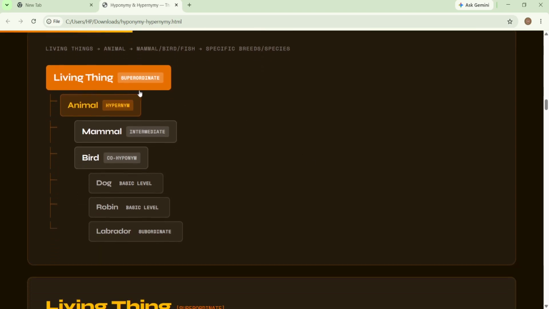So the first one, this is how the category is: living things, animals, mammal, birds, fish, specific breed. This is how it is shown vertically. The first on top is living thing, which is the general one, then animal. We're getting more specific, and here the most specific one, then mammal, and under it comes bird, which is a co-hyponym, then dog, basic level, robin, basic level, Labrador, another basic level.